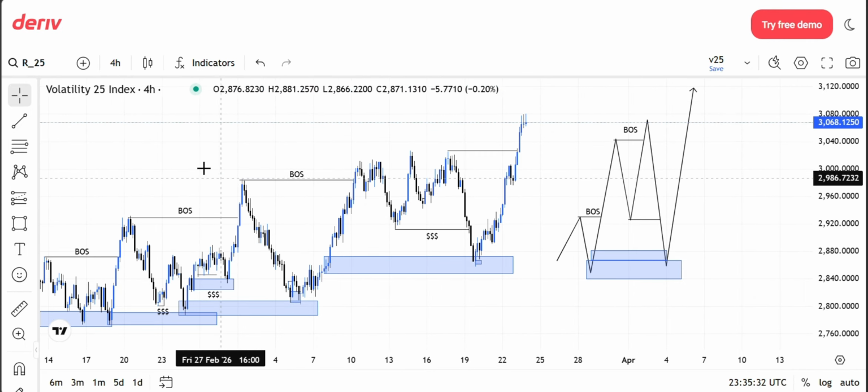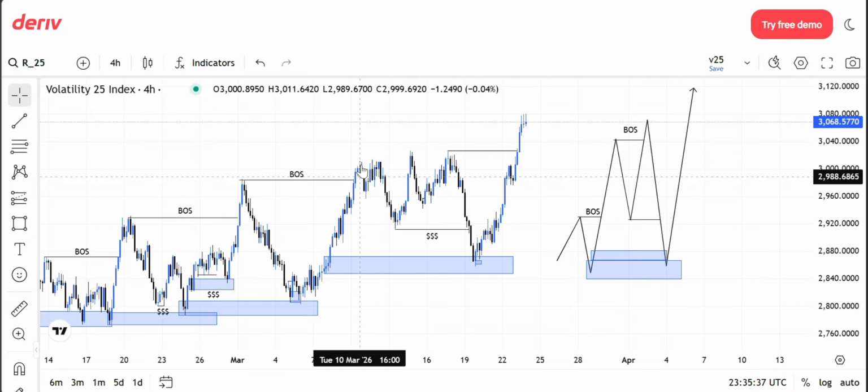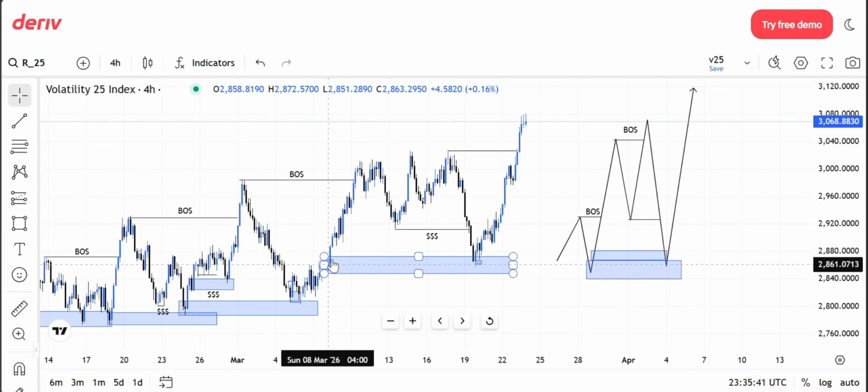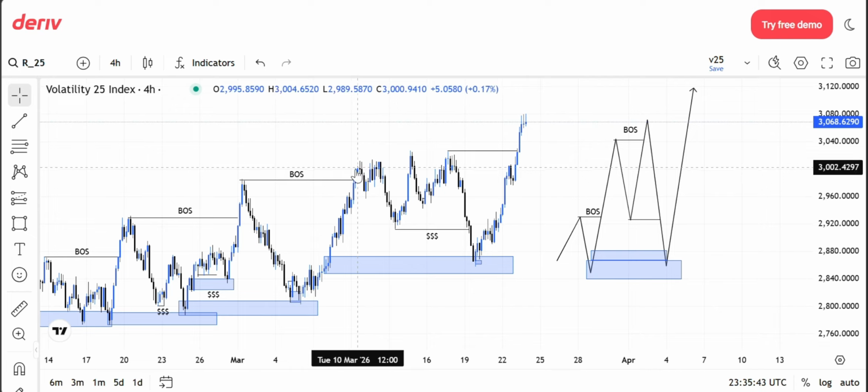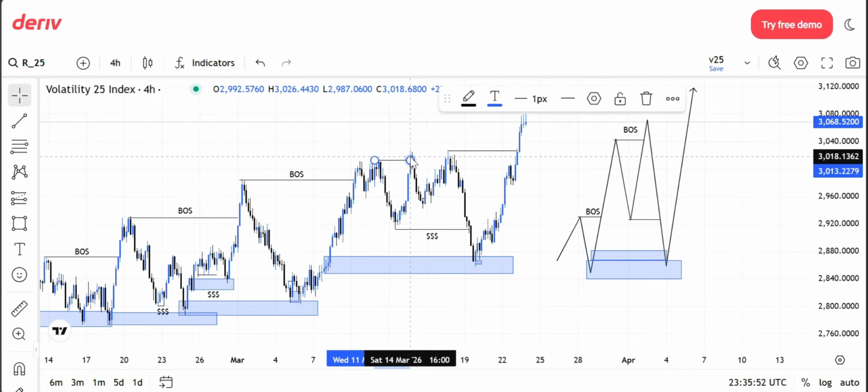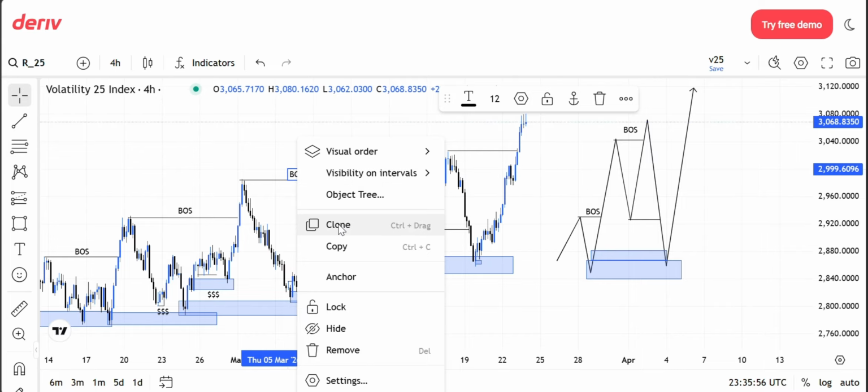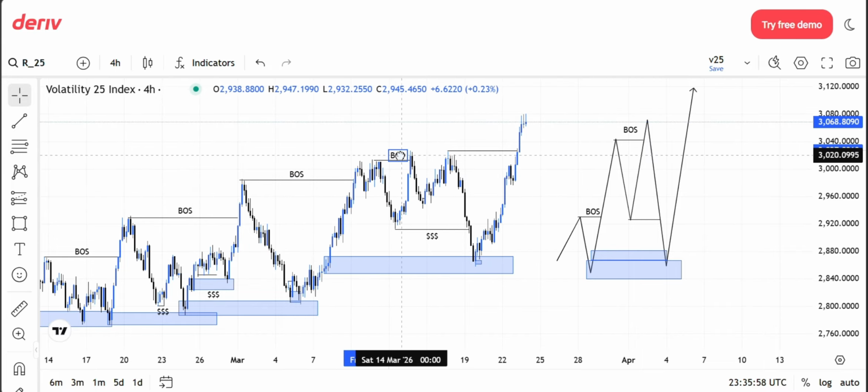So now looking at our charts from here, we saw that price came in, and then there was a break of structure to the upside. This is the break of structure we are talking about. After this break of structure, we saw a retracement, and then another break of structure here. Another break of structure to the upside, and that's a break of structure again.